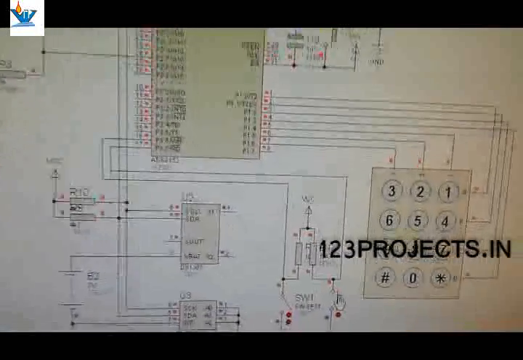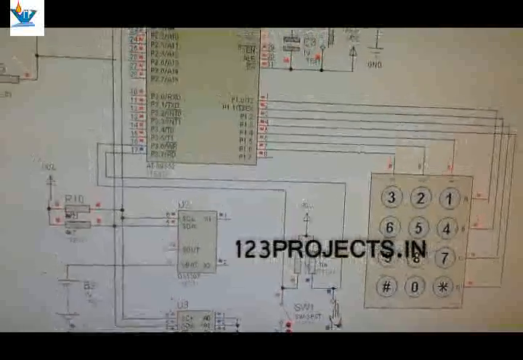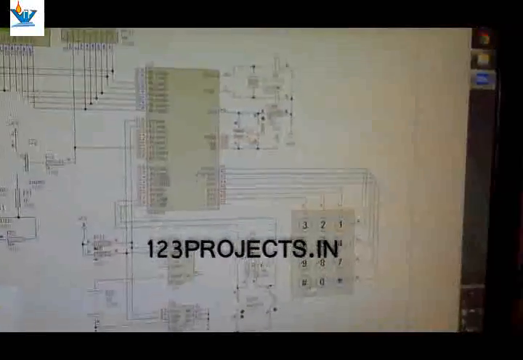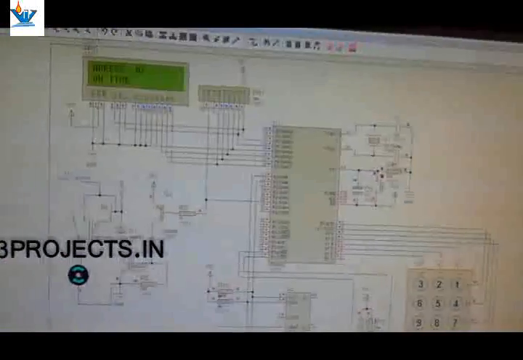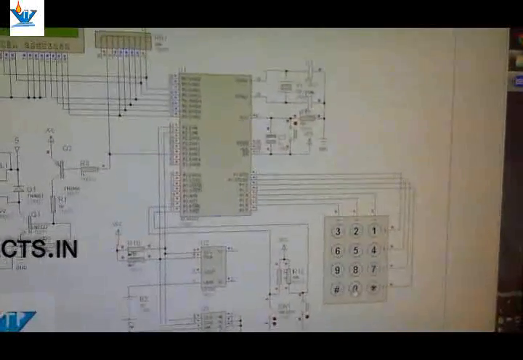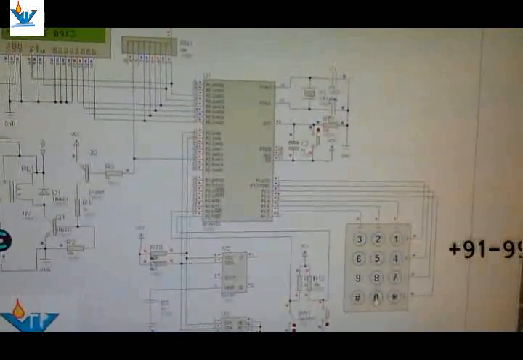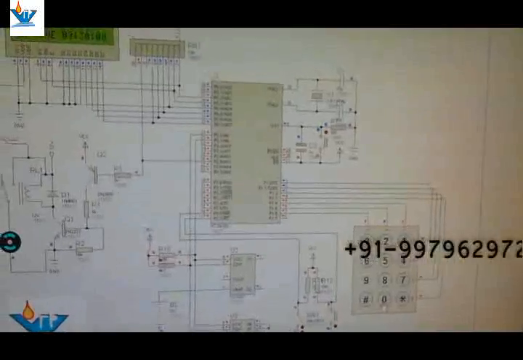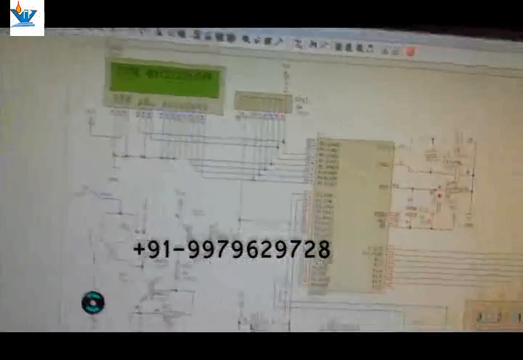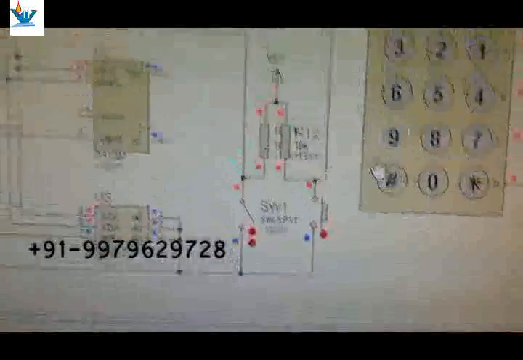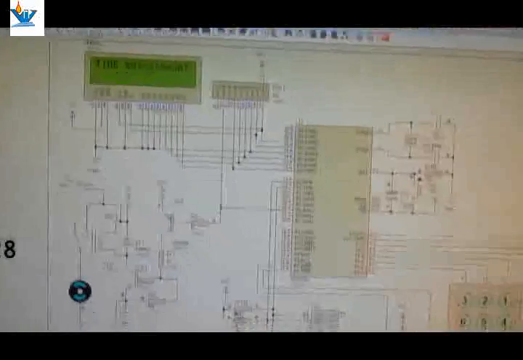Now we will set another time, address 01. Now time in 24 hour format, 093000. Time is set. If we want to set a clock time, we have to press this switch and then we have to release it.